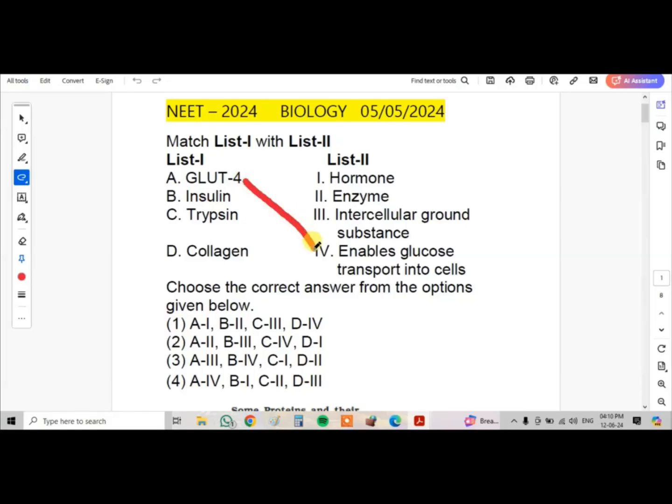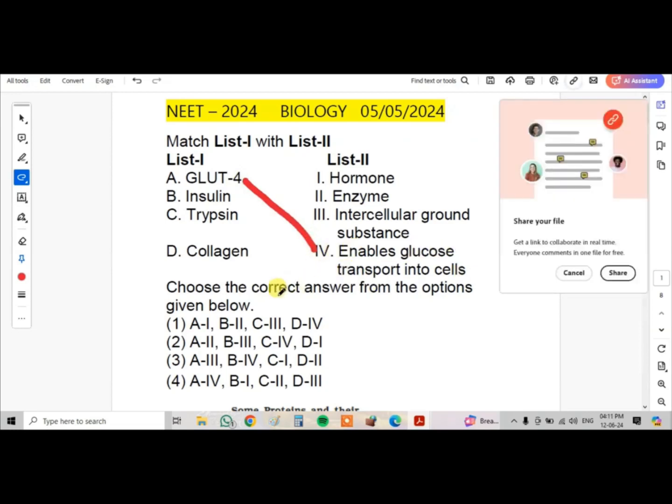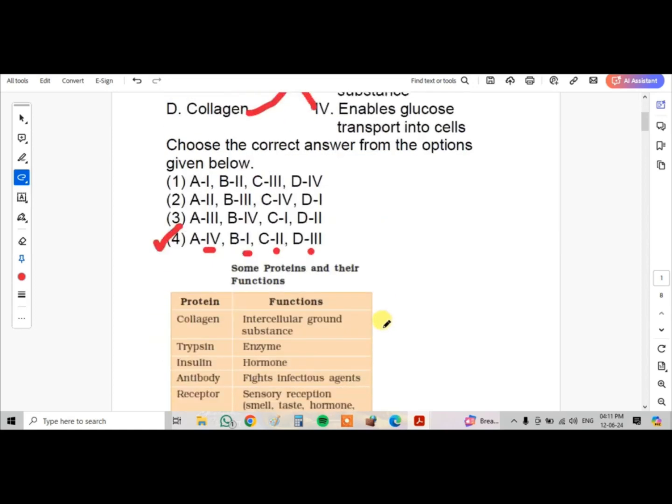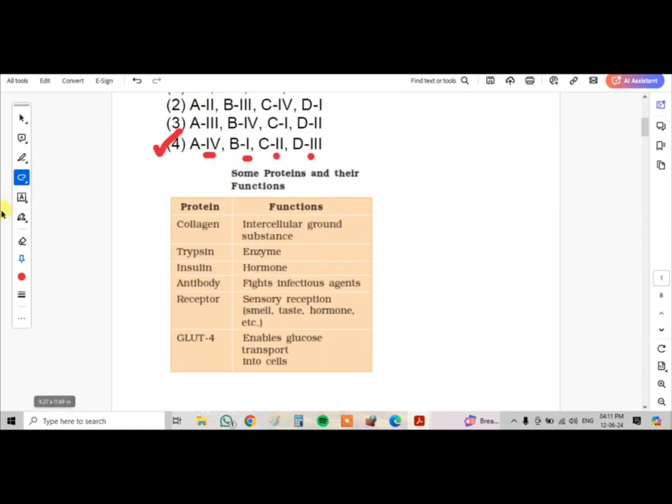Fat enables glucose transport into cells. Insulin is a hormone, whereas trypsin is an enzyme. And D, collagen is intercellular ground substance, and it is option 4. 4123. And you can see the NCERT topic here from the chapter known as biomolecules.